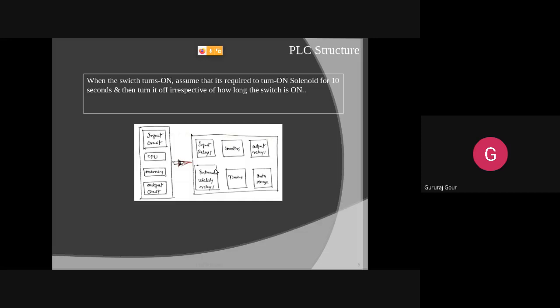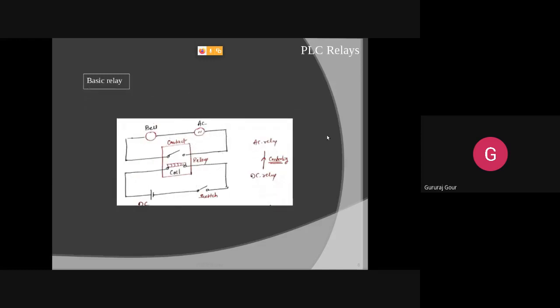Internal utility relays, which are used internally for various intermediate operations. So like that, it has 6 other blocks as the main part of this PLC. Now let us see what I mean by the basic relay as far as the PLC is concerned. That is known as a PLC relay.